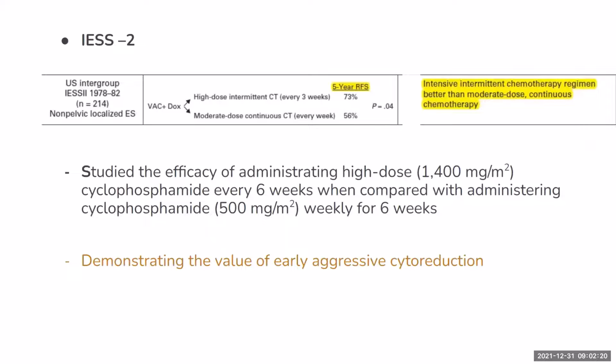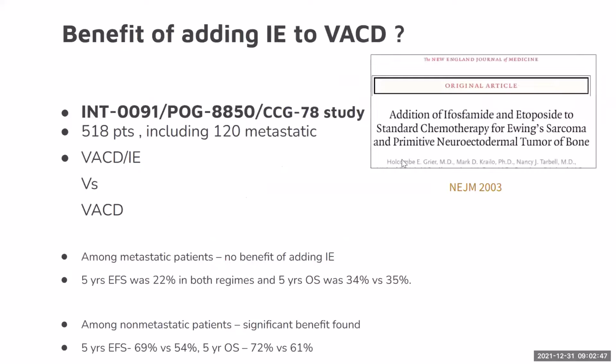Then came another trial. Should we give it at low doses weekly, or should we give it at high doses intermittently, 3 weekly? This IESS2 trial showed that giving it every 3 weeks is better, because you give a larger amount of dose, than giving it at weekly doses. With this, there was a 5-year relapse-free survival of around 73% in the 3-weekly arm compared to 56%. So intensity of the dose does matter.